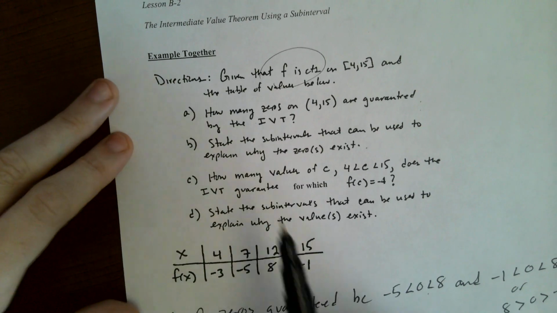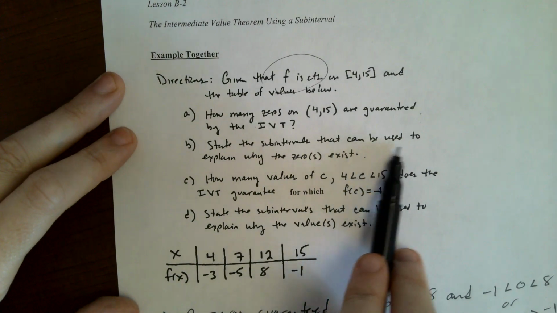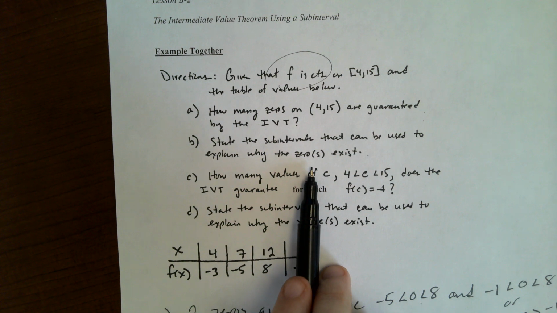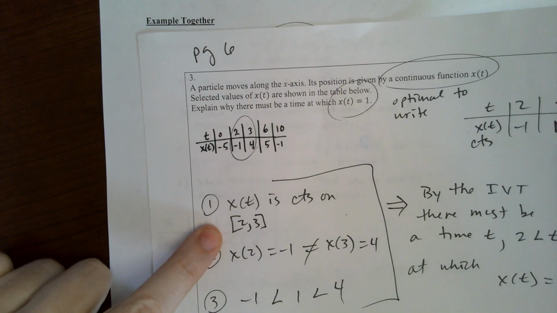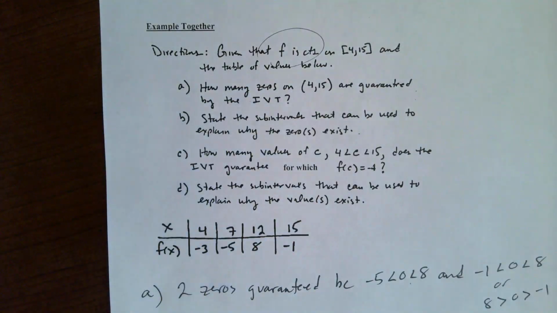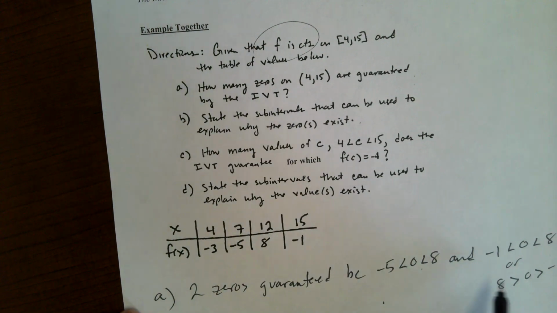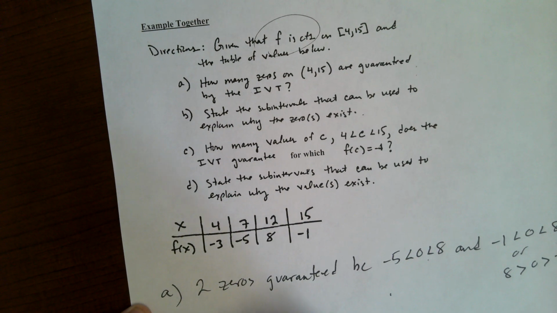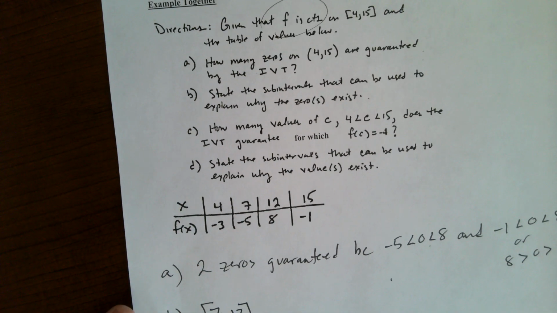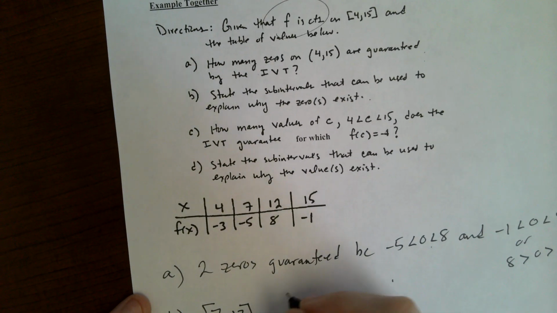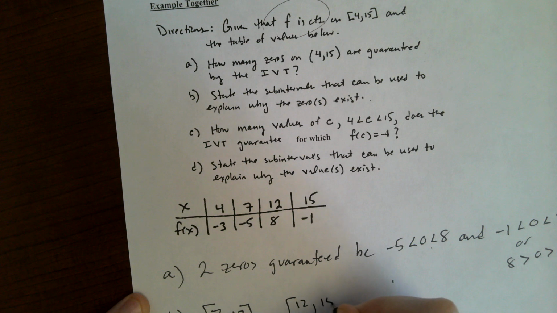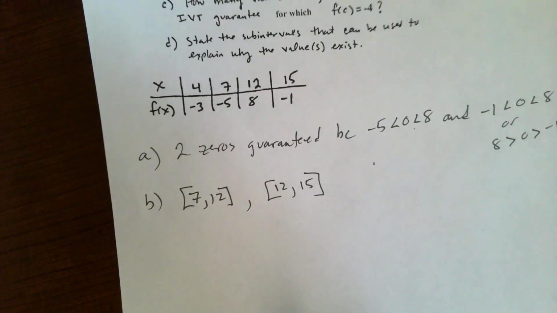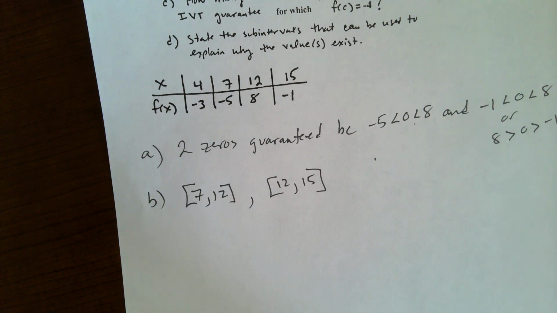Now part B. State the subintervals that can be used to explain why the zeros exist. So the subintervals, this is what you'll be using in the very first condition. So the subintervals would be 7 to 12, comma, 12 to 15. So if you were going to do an IVT explanation, you would use either of those intervals.